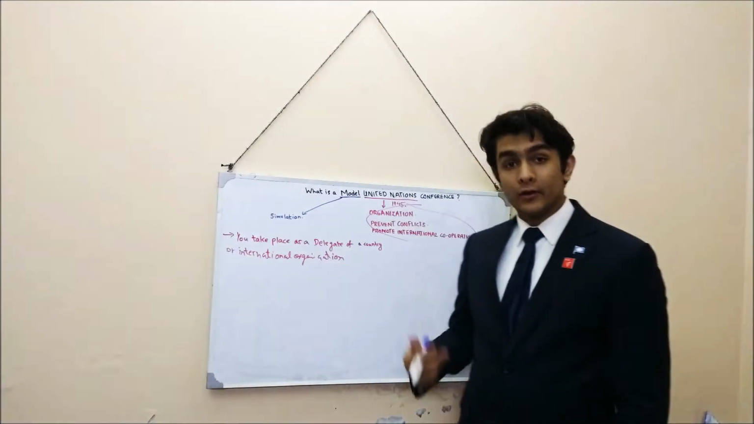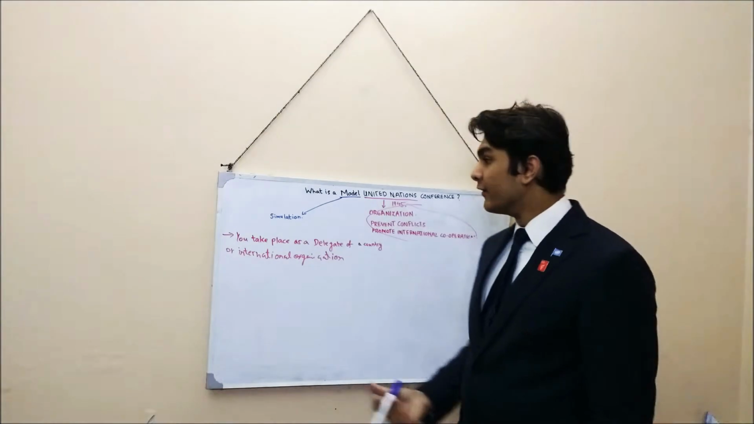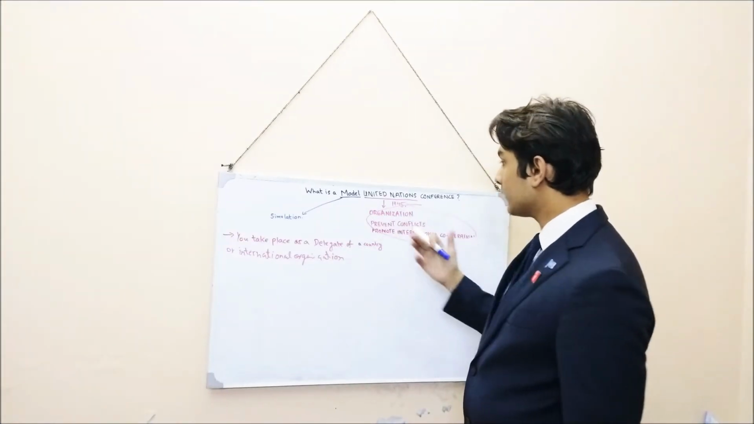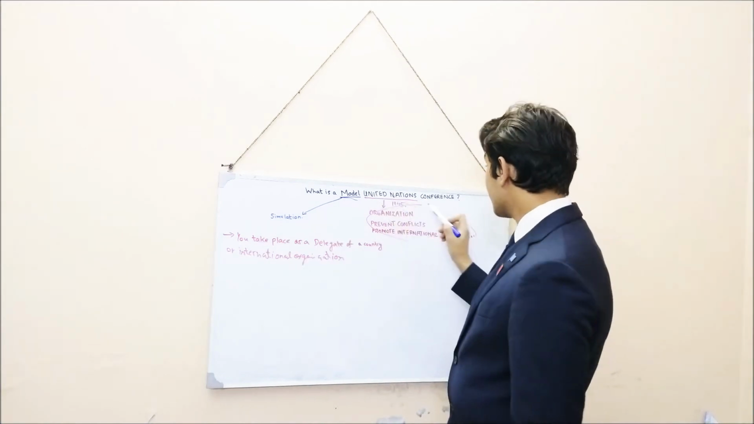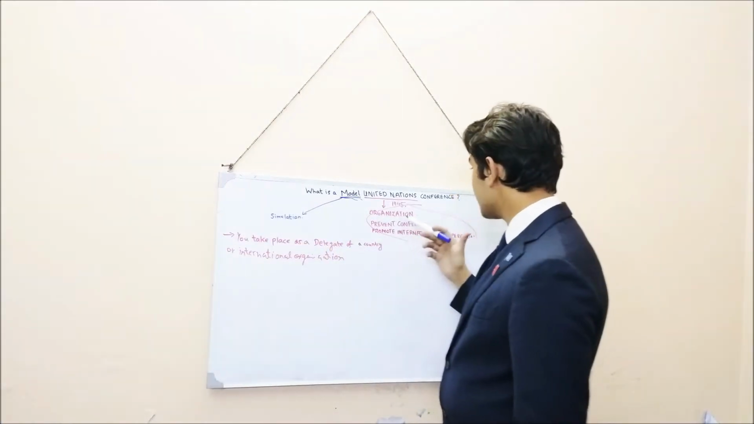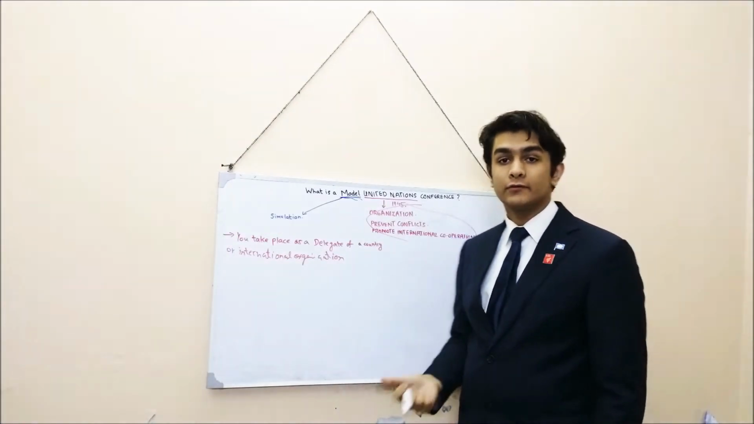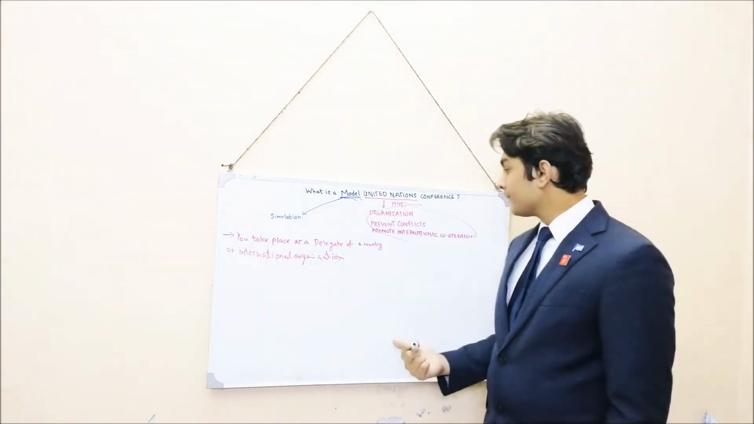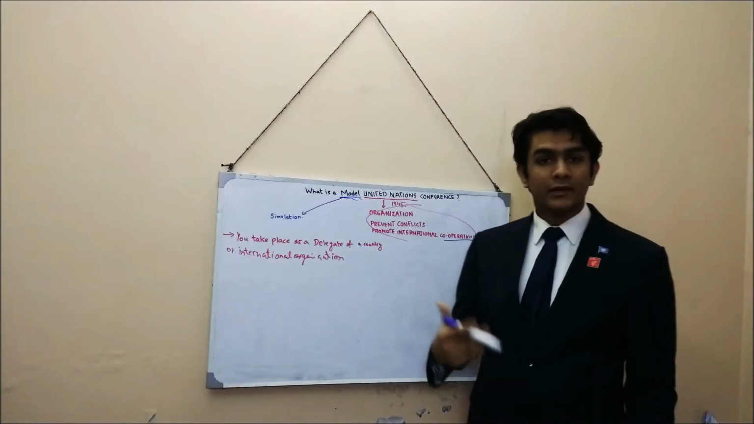Today we are going to be discussing what a Model United Nations Conference is. In order to understand what a Model United Nations Conference is, we can divide it into two words: model and United Nations. Firstly, the word model means a simulation, and the United Nations is an organization which was developed in 1945 after World War II to prevent conflicts and to promote international cooperation between countries.